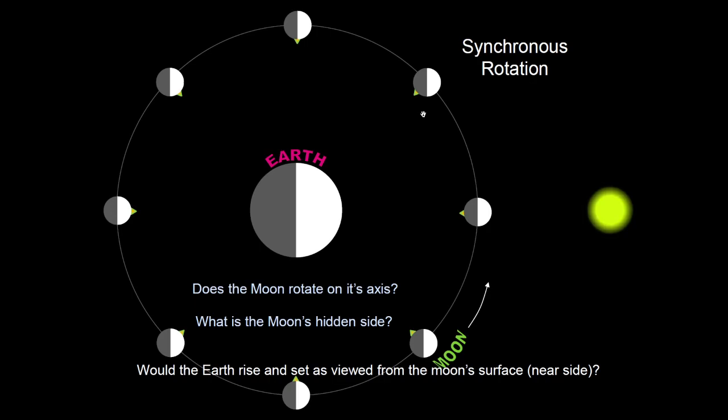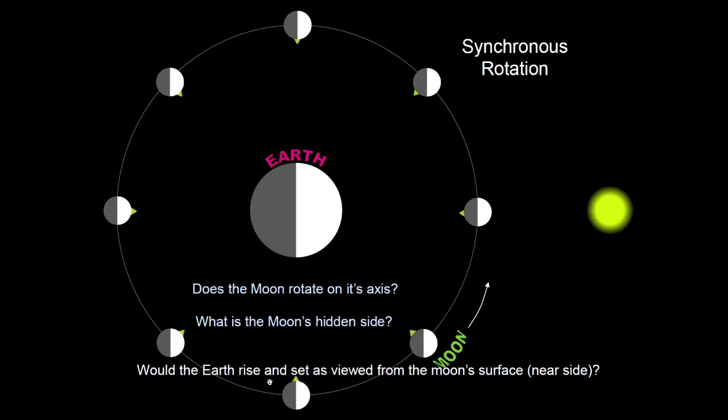And we can only ever see one side of the moon. In fact, until the 1960s, when we sent a satellite up there to orbit the moon, that's the first time we had ever seen the backside of the moon. We only ever see one side of the moon because of this synchronous rotation.